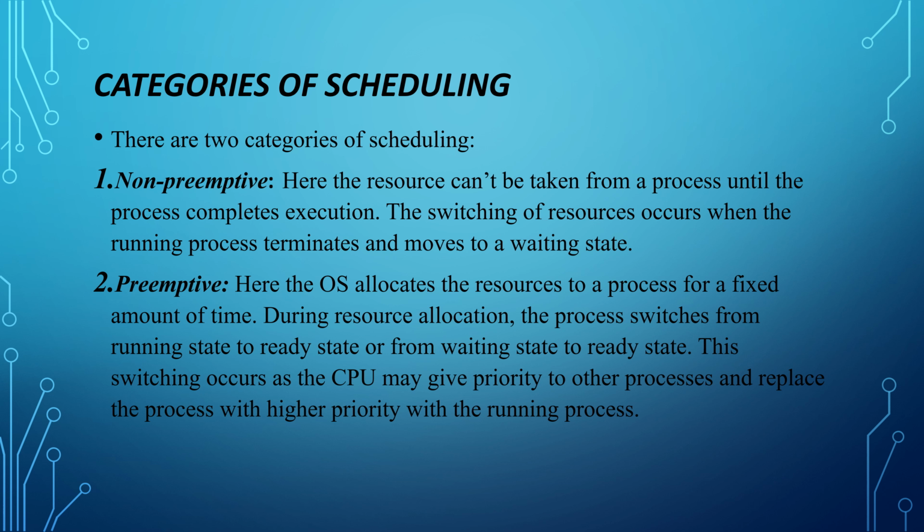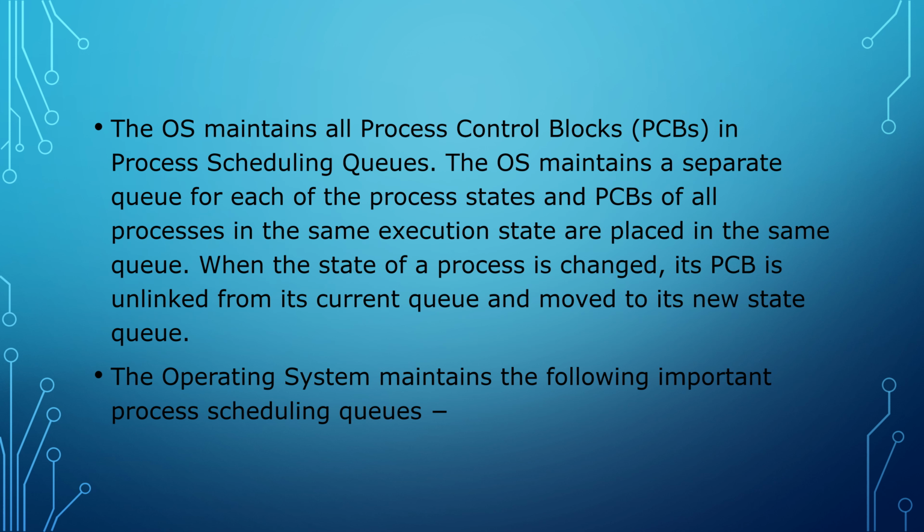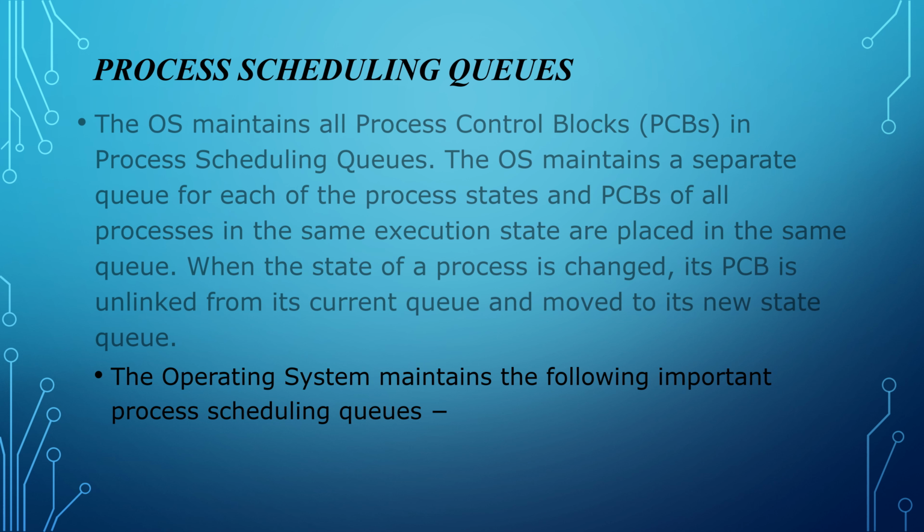And the next type is preemptive. In this preemptive type, the OS allocates the resources to a process for a fixed amount of time. During resource allocation, the process switches from running state to the ready state, or else from waiting state to the ready state. This switching occurs as the CPU may give priority to other processes and replace the running process with a higher priority process.